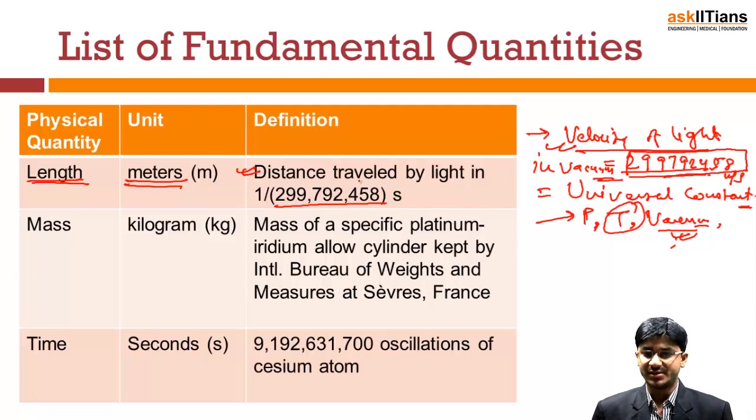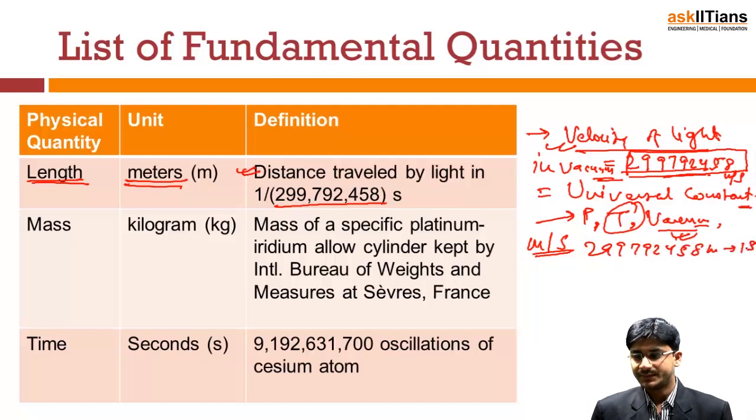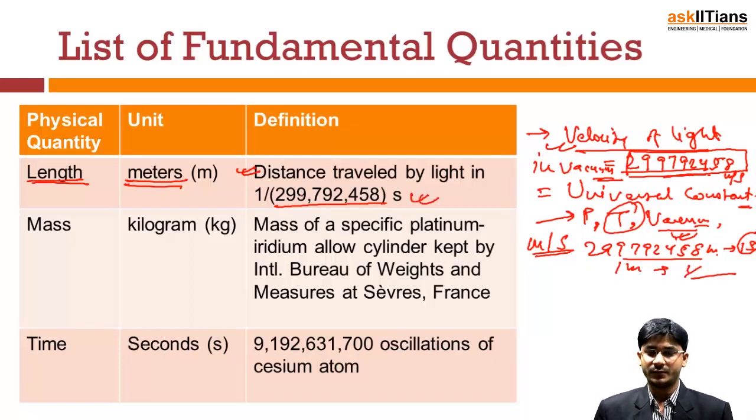So what they have done is they have taken this velocity. The velocity has the unit of meter per second. That means the light goes this much meter in 1 second. So it will go 1 meter in 1 by this many seconds. This is how it has been defined: 1 by 299,792,458 second. In this time the light will go a distance of 1 meter.